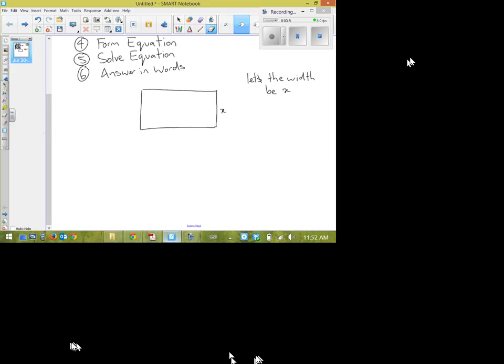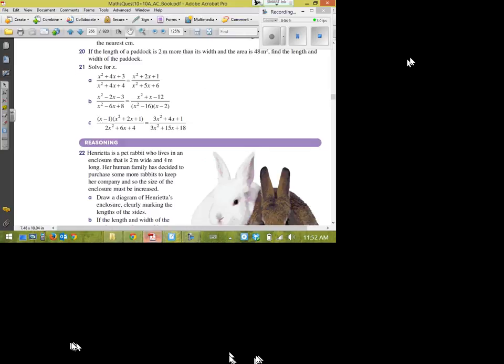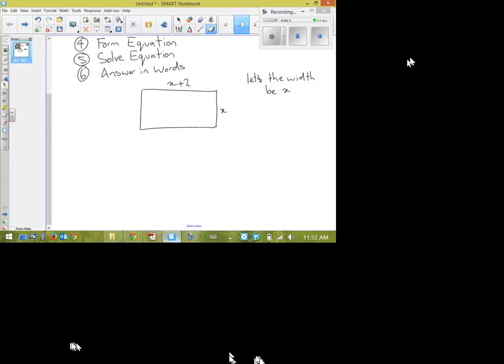Now we know from the question that the length was 2 more than that. So we're going to call the length x plus 2. By doing this, we are using the same letter for both of our parameters, which means it's going to be much, much easier to solve. We also knew from the question that the area was 48 metres squared. So if we multiply the length and the width, we'll get 48 metres squared. So we can form our equation now, which is step 5: x times (x plus 2) equals 48. Okay, so we've formed our equation.